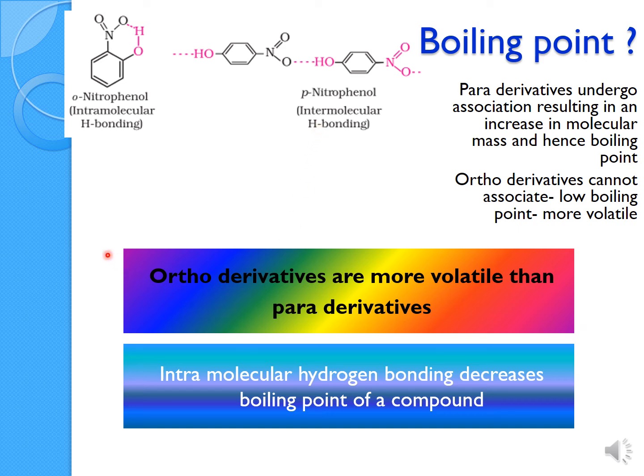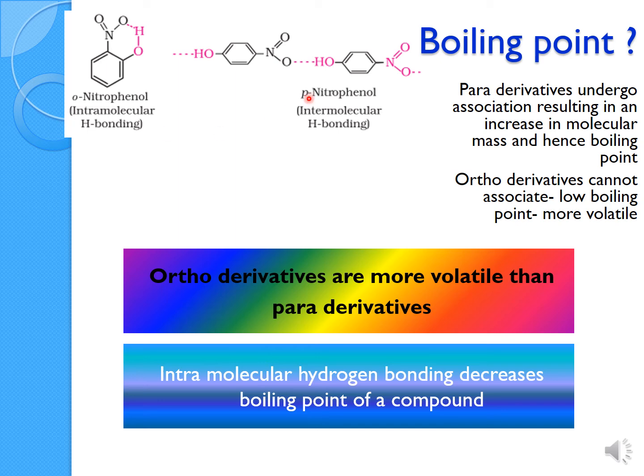So this is very important. Many questions can be asked from this. The question can be like this: why is orthonitrophenol more volatile than paranitrophenol? Or which of these isomers of nitrophenol is more volatile? Or which of these has a higher boiling point? Or explain that intramolecular hydrogen bonding decreases the boiling point of a compound. Explain with an example. So these are some questions that can be asked.